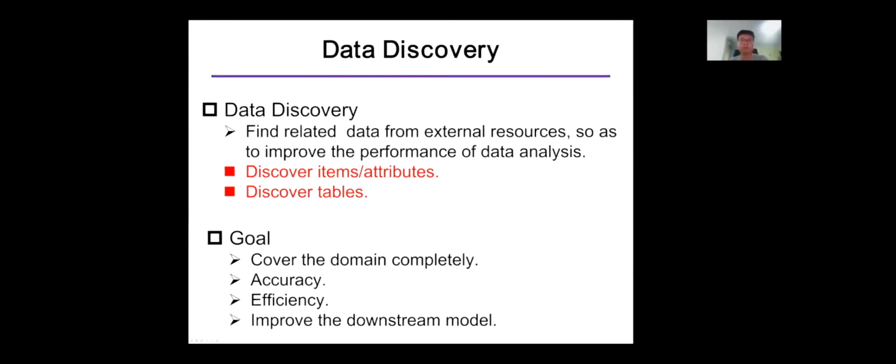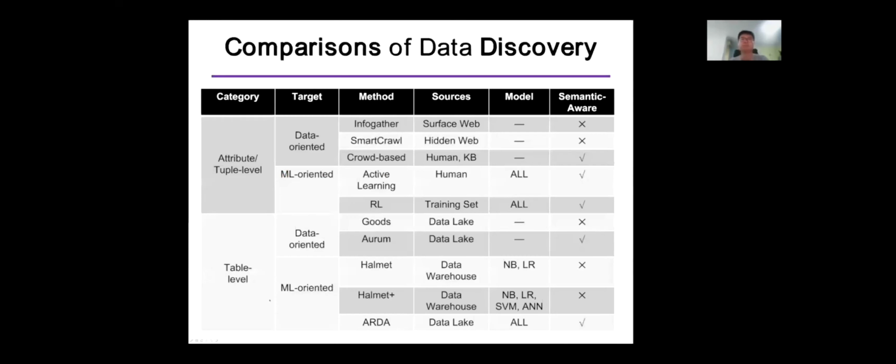The goals of data discovery are as follows. The first, items in a table should belong to a specific domain, so we may hope to discover as many items as possible in the domain. Second, we expect that the discovered entities or tables should be integrated into the table. That's about accuracy. Thirdly, most of the time there is a large amount of data in external resources. The efficiency is another problem. The last one, most methods only consider fetching more related data without considering whether this data can improve the downstream model.